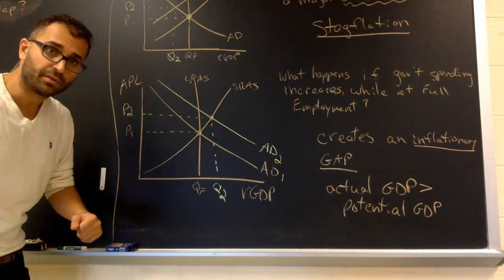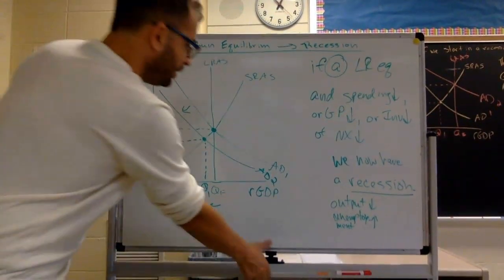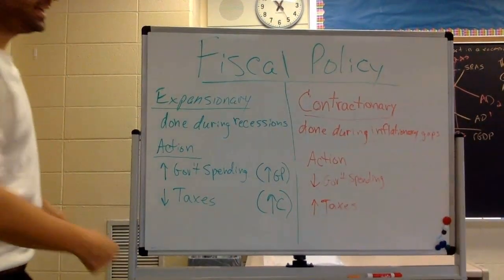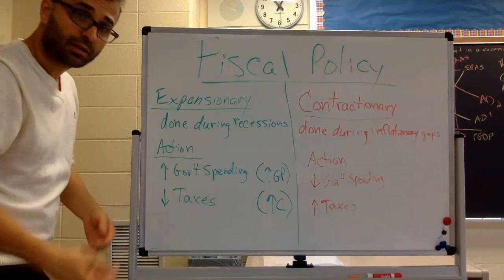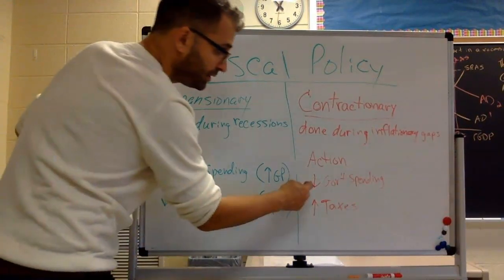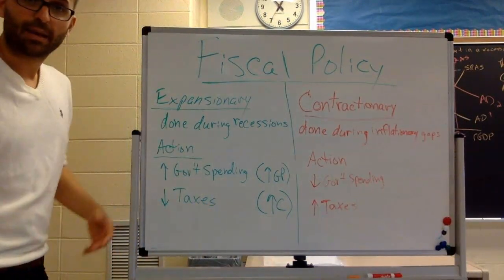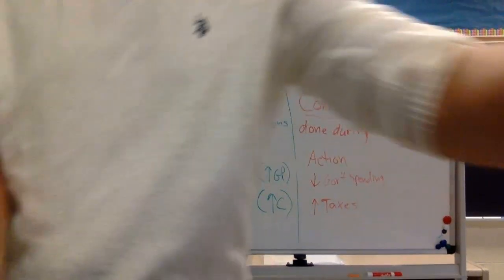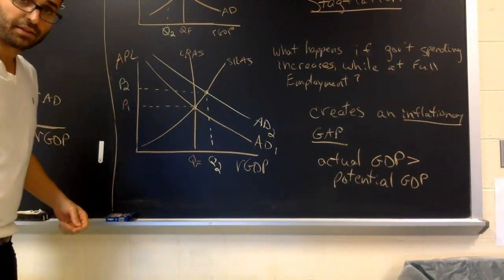What can the government do to get us out of an inflationary gap? Look over here. Well, if we're in an inflationary gap, we need a contractionary fiscal policy. So the government has one of two choices. They should either decrease government spending or increase taxes, and that will bring aggregate demand back to the left. All right, hopefully that gets us out of this inflationary gap.